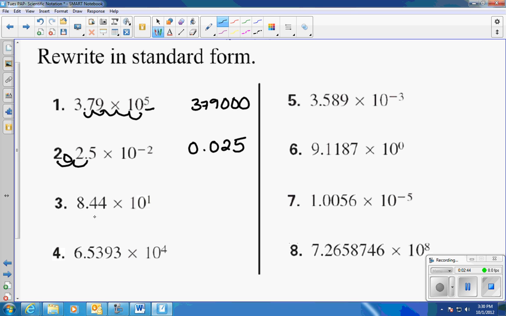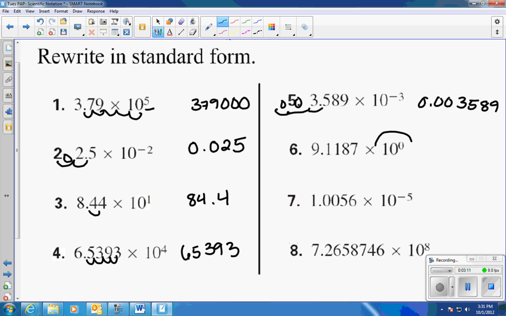10 to the 1, I'm only moving once. And I'm moving to the right because I want to make it bigger. 10 to the 4, 1, 2, 3, and 4. Negative, moving to the left. 1, 2, 3. So it's going to be 0.003589.